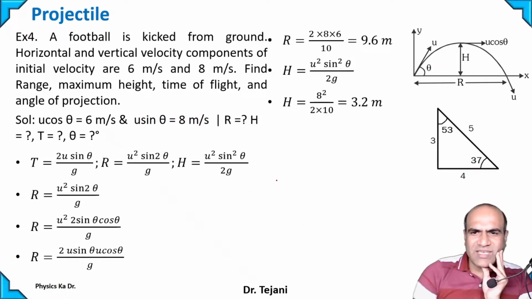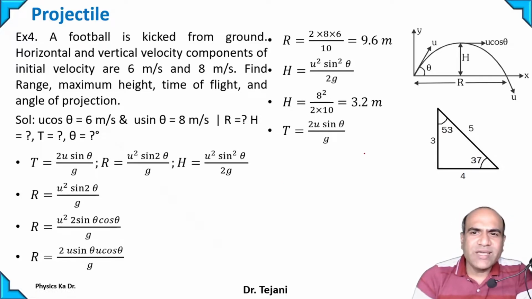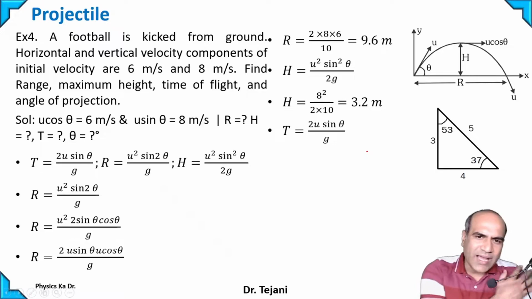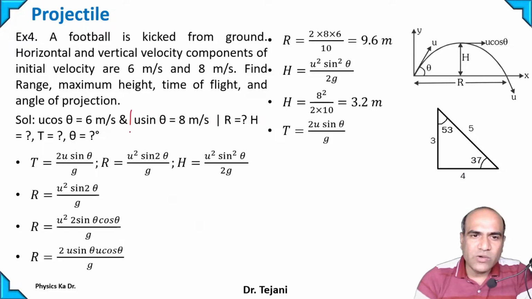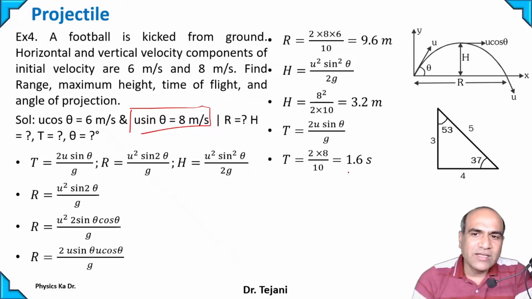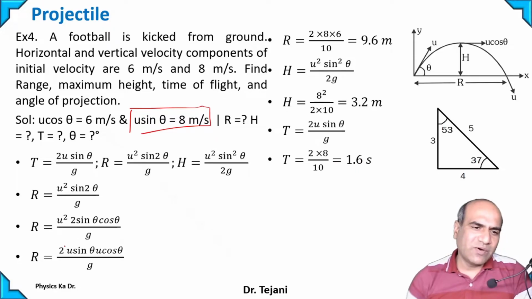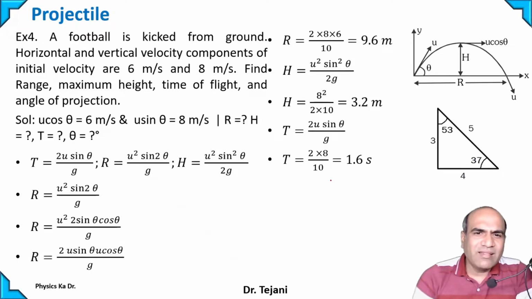Then what do we need? T. So T is equal to 2u sin theta by g. We have the value of u sin theta, 8 meter per second. Put the value here, so the time of flight is 1.6 second. These examples are very simple. And last is the angle.